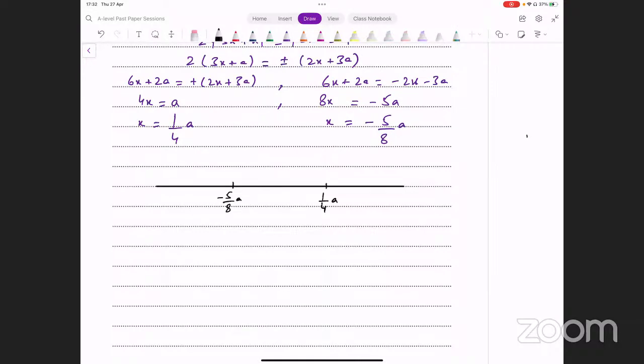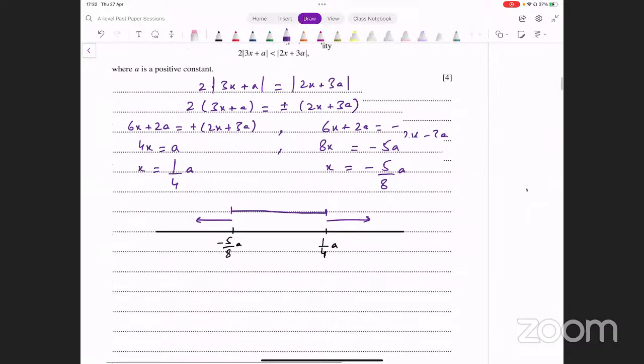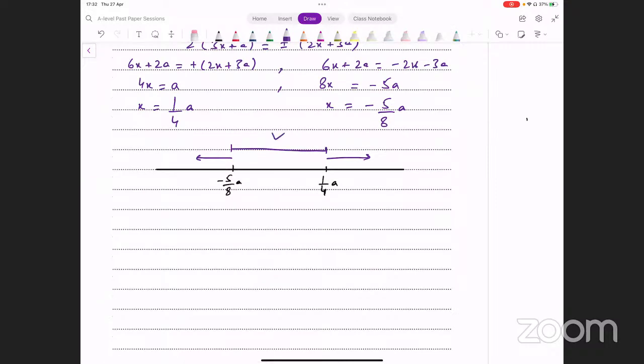Now these 2 points divide this number line into 3 different regions. One region is to the left of minus 5 over 8, one region is in the middle, and one region is to the right. In general, we have to take one value in each of these 3 regions. However, this is a case where we have modulus sign on both sides. So remember, there are only 2 possible cases: either the middle region will be true and the side regions incorrect, or the other possibility, that the middle region is incorrect and the side regions are correct.